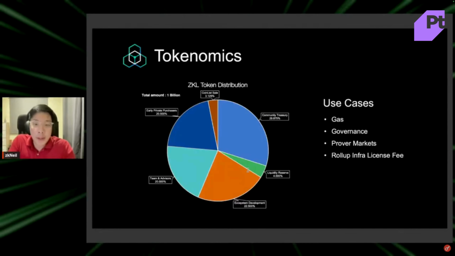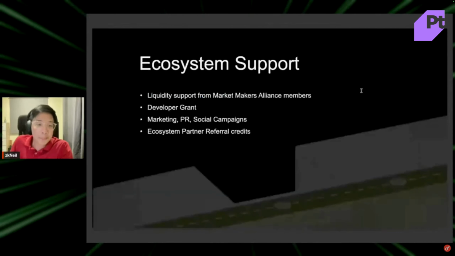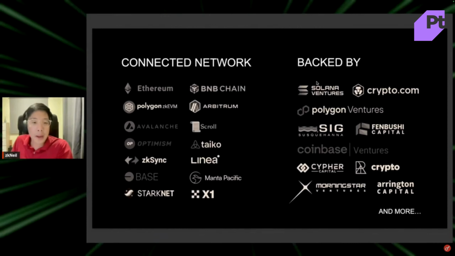So tokenomics here, we use it for gas, governance, proof of markets, and a rollup infra license fee. And on our roadmap, we're finishing up building out the ZK VM circuit and extension, and we've got other technical upgrades coming along in the roadmap. We've also got some ecosystem support for liquidity and also developers. Feel free to check out our socials to find out more.